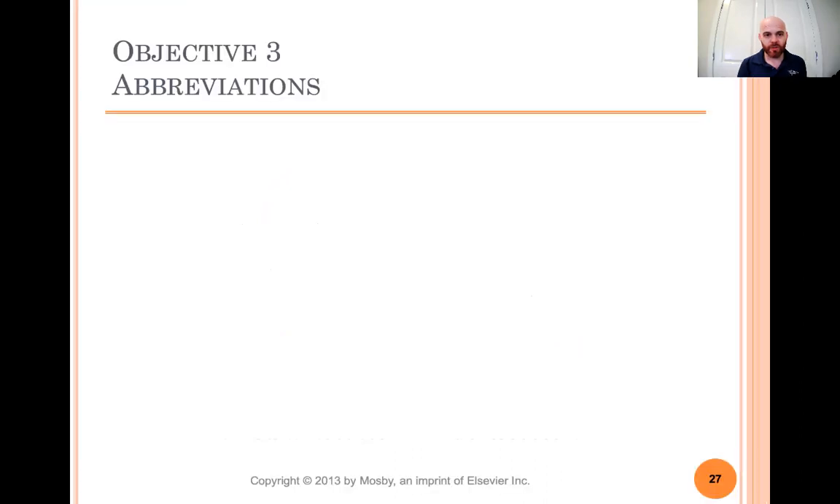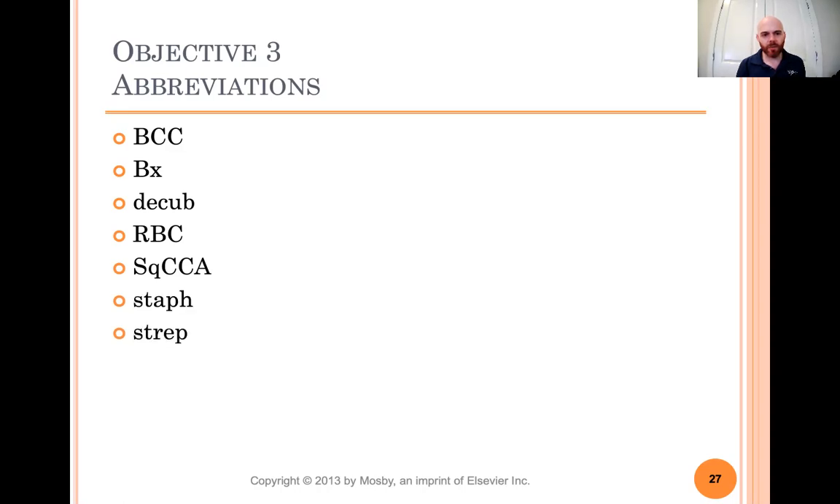Okay, let's finish with abbreviations and then a medical note. BCC means basal cell carcinoma. BX stands for biopsies. Remember, DX was diagnosis, PX was prognosis, BX is biopsy. Decube. Okay, this actually is an old term. This means decubitus ulcer, and that's just a term for a pressure injury or a pressure sore. RBC stands for red blood cell. Squamous cell carcinoma, Staphylococcus, Streptococcus, white blood cell.